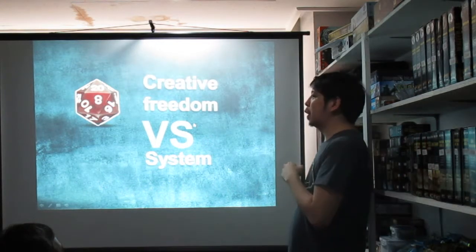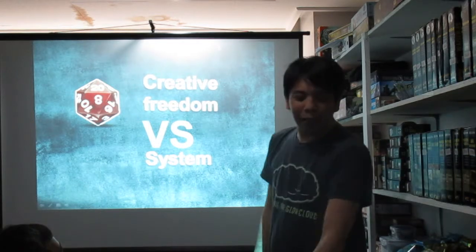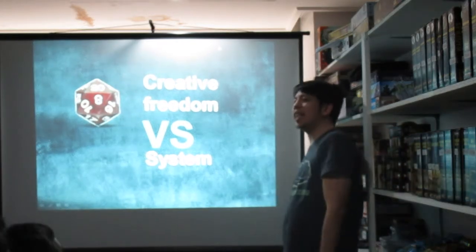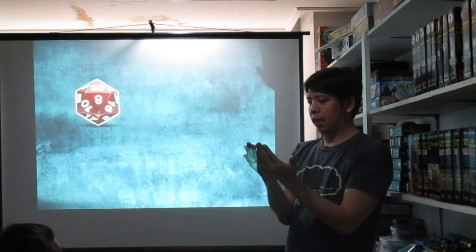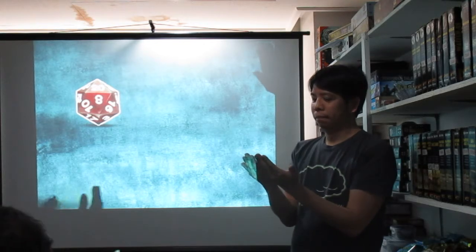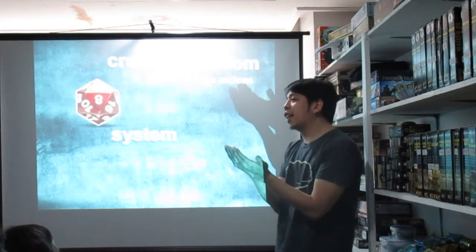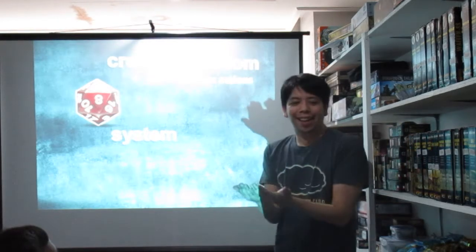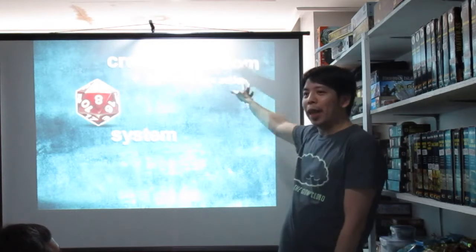Creative freedom versus system. Creative freedom is I charge forward, I jump into the air, and while in the air, I somersault 2 times, and then I slash with my axe. And then GM goes, wala kang jump skill. Boom! But I'll still let you roll. So, we have creative freedom.